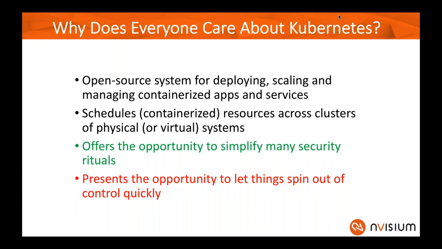But with that power means that things can also spin out of control pretty quickly. We're able to spin up new services pretty fast. We're able to use APIs to deploy services, to kill services, to update services. And so we really have to think about things like who can deploy and what types of operations can they do to our running clusters.